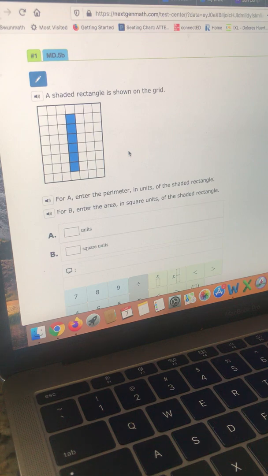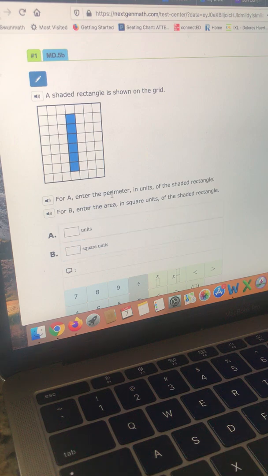Alright, boys and girls, for today's activity, we're going to review area and perimeter using the NextGen app. Let's look at number one. Number one states, for part A, you will have to enter the perimeter in units. For part B, you will have to enter the area. So again, for part A, when you find the perimeter, you will place your answer here. For part B, you will find the area and you will place your answer right over here.